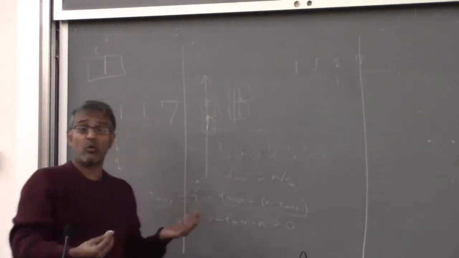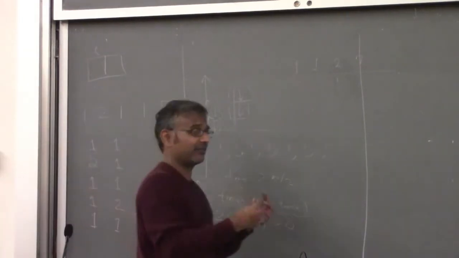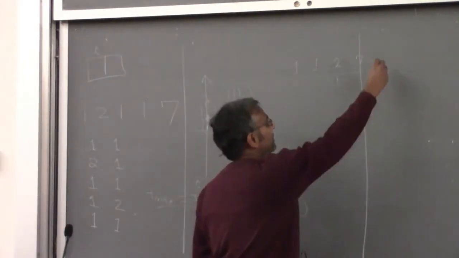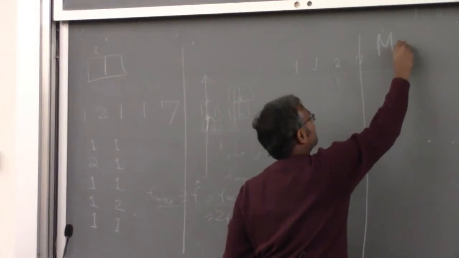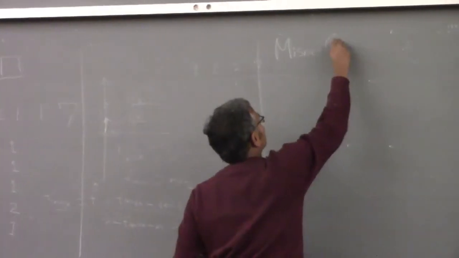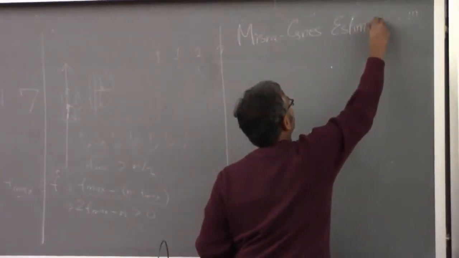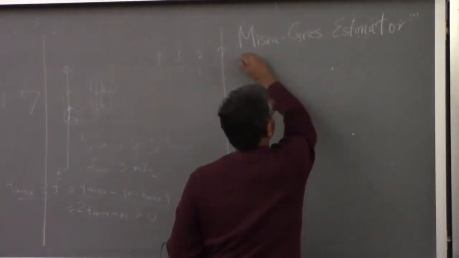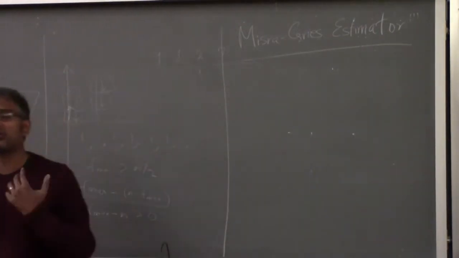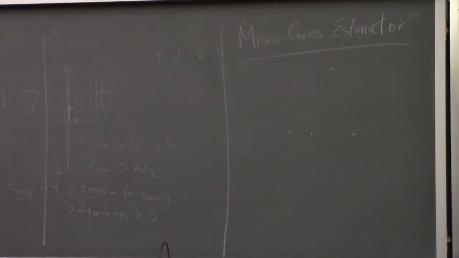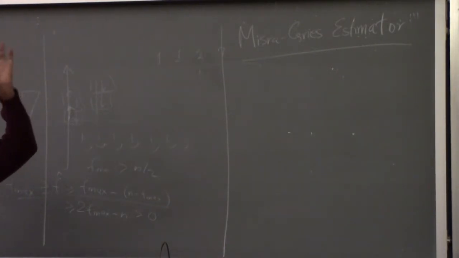The algorithm that this is a warm-up for is called the Misra-Gries estimator after the people who first proposed it. And the purpose of this estimator is to find out frequent items in a set. So the setting is now a generalized version of the setting. In this setting, we had one item that was very, very frequent, amazingly frequent. And so we want to find it.